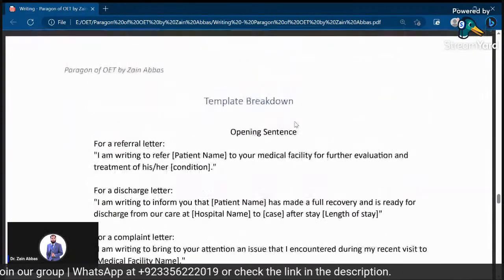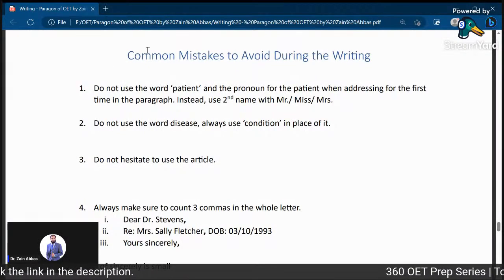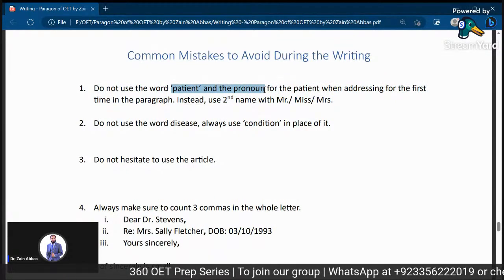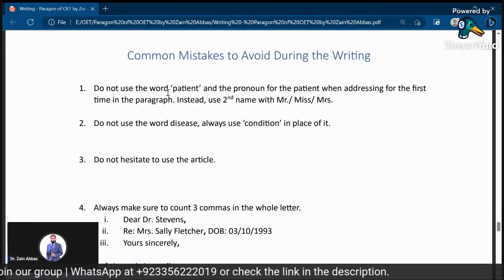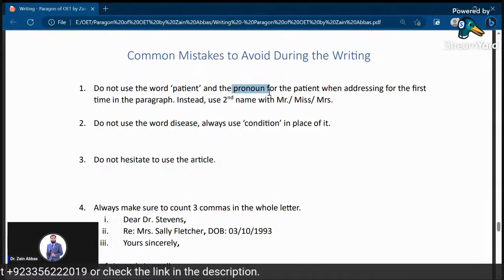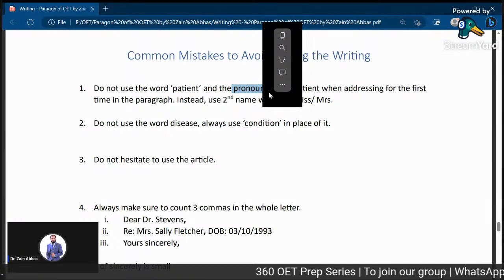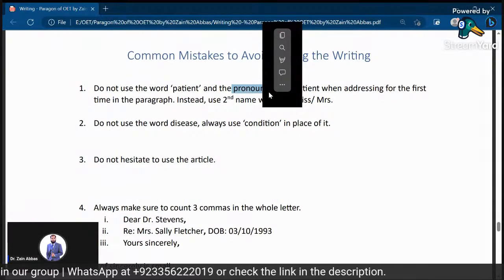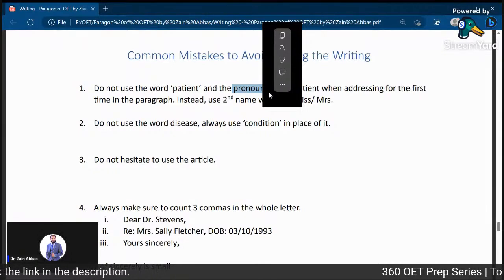So we have a file here, and as you can see, there is a bunch of information. The first one is about the word patient or the pronoun for the patient. Don't ever dare to use the word patient, or the words his or her, for the patient for the first time in the paragraph. These are considered very rude in the official test, and also avoid these terms in your speaking subtest.